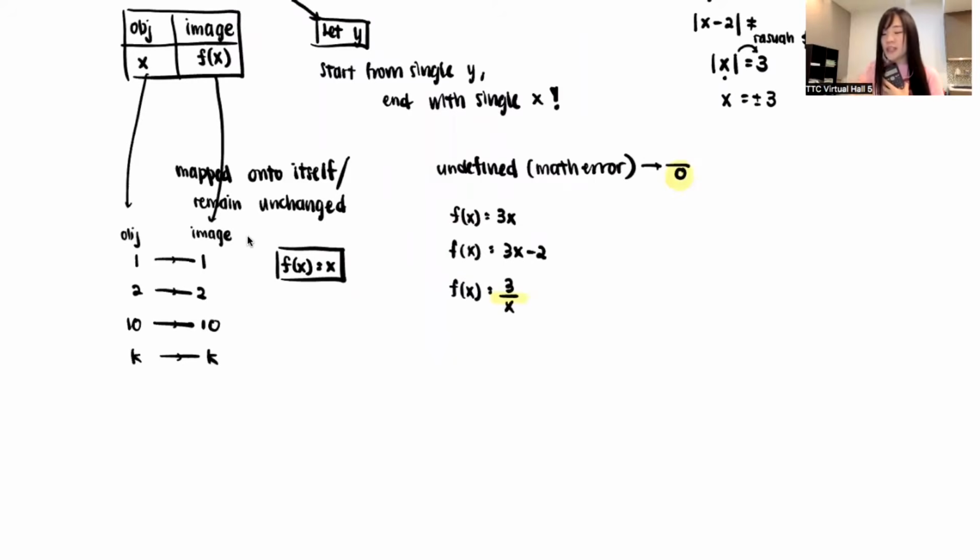For this situation, can anyone tell me actually x cannot be what? Because what value will make it max error? Very good, Daniel. 0. Why 0? You try, my dear. Like 3 divided by 1, 3. 3 divided by 2, 1.5. 3 divided by 3, 1. Isn't it, 3 divided by any number you can think of, still got a number coming out, except 0, because 3 divided by 0 is exactly max error.